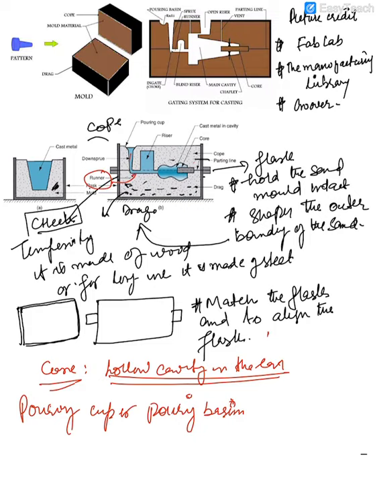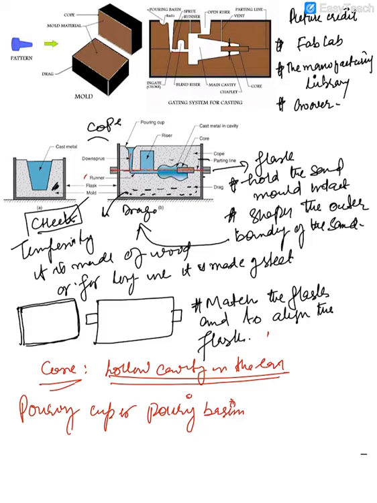This is a runner. This is the passageway in the parting plane through which the molten metal flow is regulated before it reaches the mold cavity. Now, this part is called the parting line.